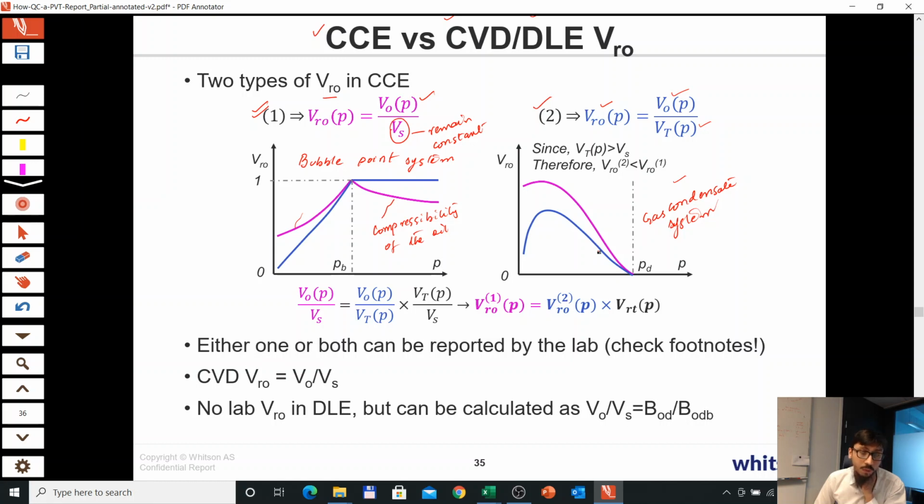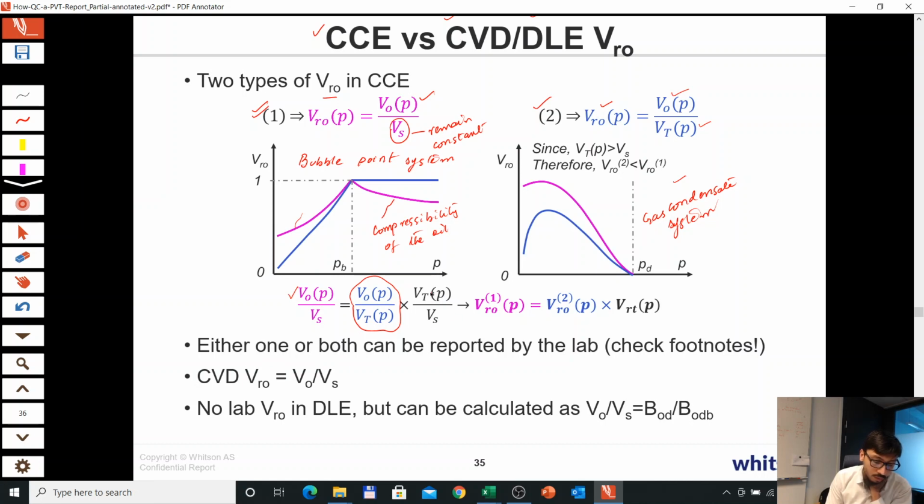Now the question is, for example, if the lab has reported only one type of relative oil volume and you want to calculate the other one. The reason you need the other one is because, as we said, we will be using this first type of relative oil volume for the kind of QC that we are going to talk about. So if you have only the second type of relative oil volume, you can calculate the first type by multiplying the second type with VT over VS.